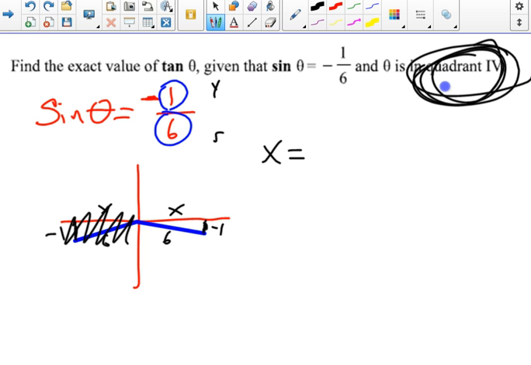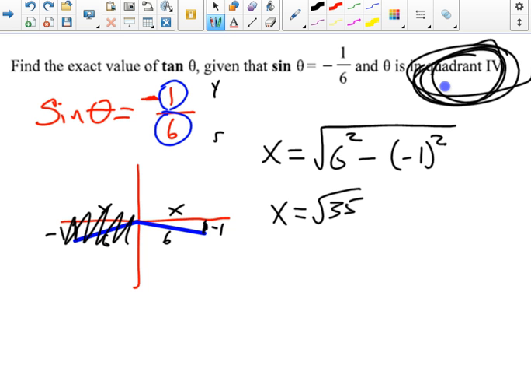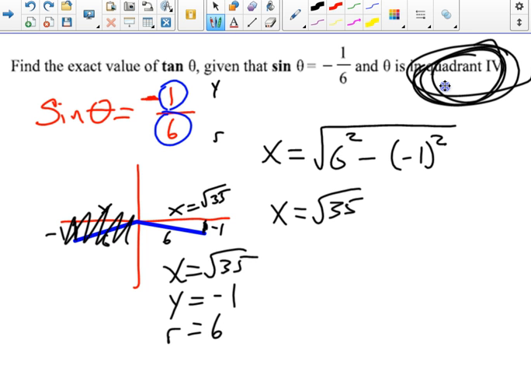x is going to be the square root of 6 squared minus negative 1 squared. That's 36 minus 1. That's 35. So x is the square root of 35. Positive, because it's in the fourth quadrant. That's where x is positive. And so I have my x, square root of 35. My y is negative 1. And my r is 6.